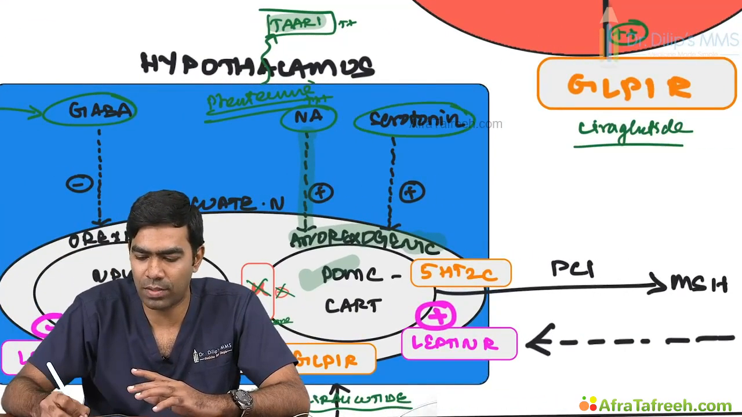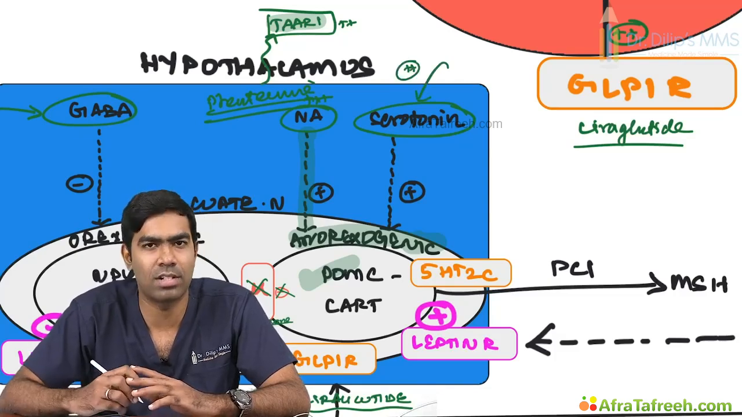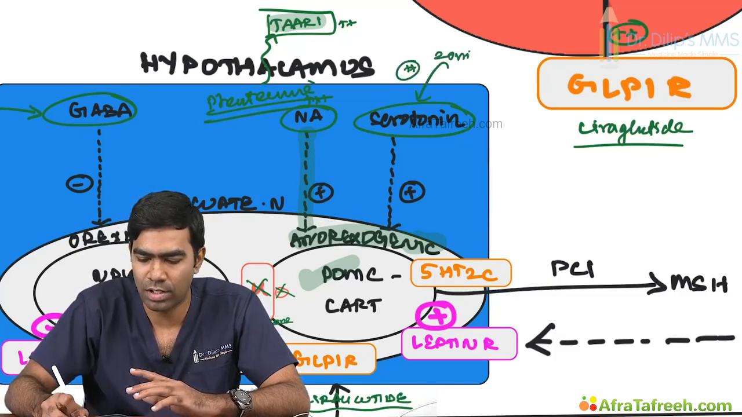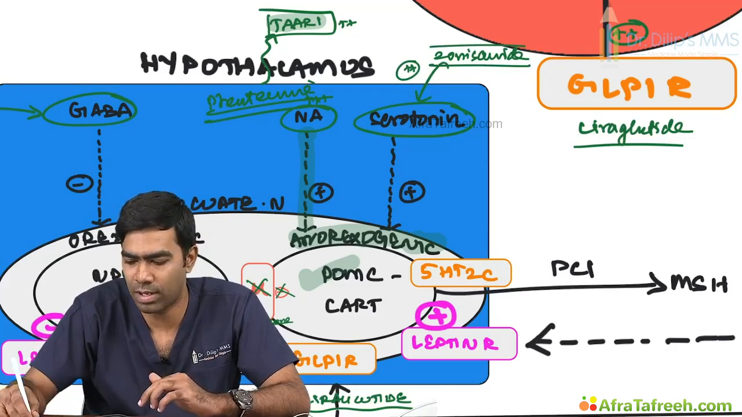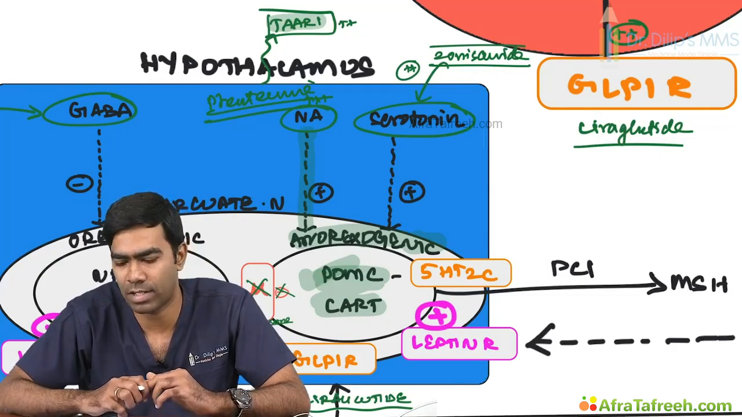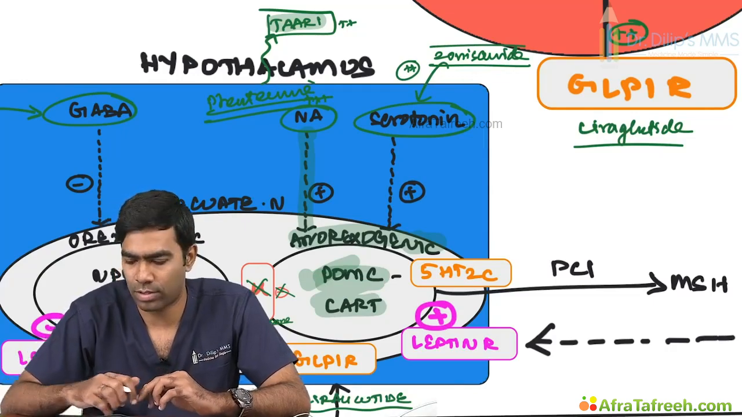Similarly, serotonin pathways can be stimulated. One of the main drugs that stimulate the serotonin pathway is zonisamide. It's not an approved agent for weight loss, but still zonisamide can stimulate the serotonergic pathway and thereby once again stimulate the anorexogenic mechanism, the POMC CART mechanism, and they can produce weight loss.